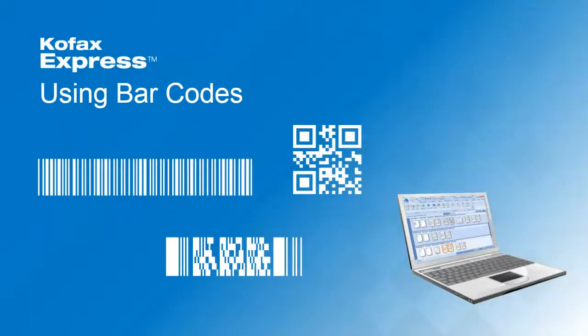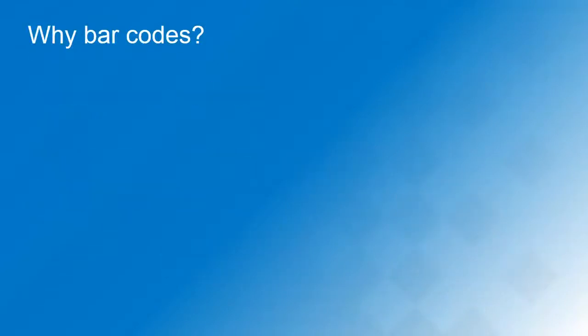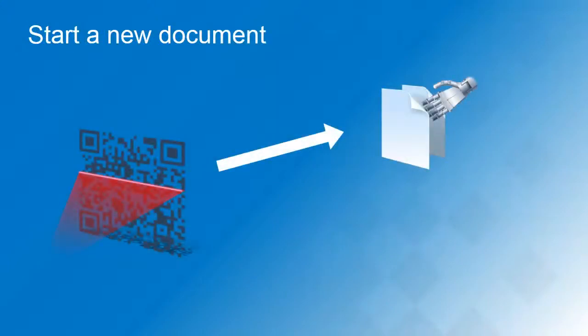During this video, you will learn how to use barcodes to automatically separate and index documents with Kofax Express. But why would you use barcodes in the first place? With the barcode on the first page of each document, you can automatically trigger the creation of a new one.